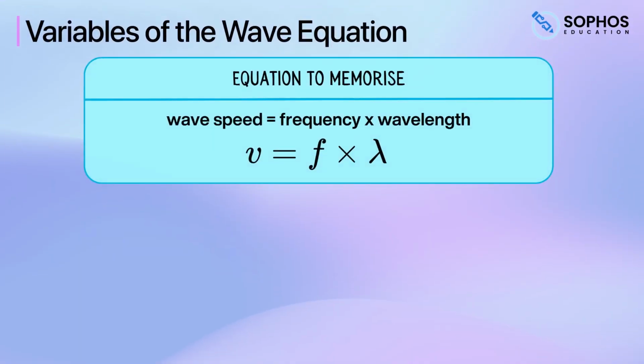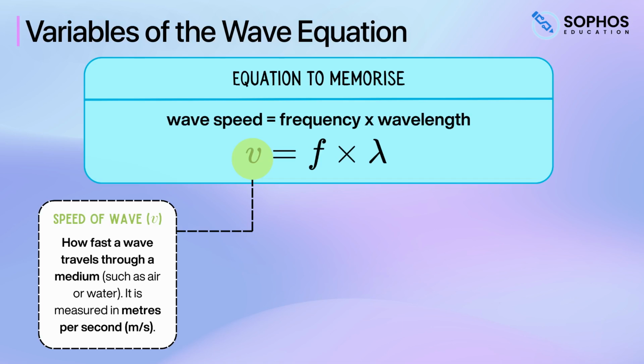Now, let's look at each aspect of the wave equation. v stands for wave speed. This is how fast the wave travels through a medium, such as air, water, or a vacuum. It is measured in meters per second. The speed can vary depending on the medium and the type of wave.